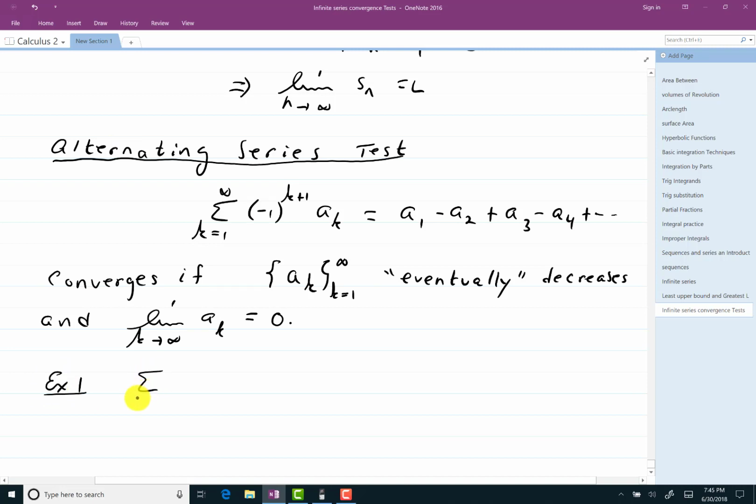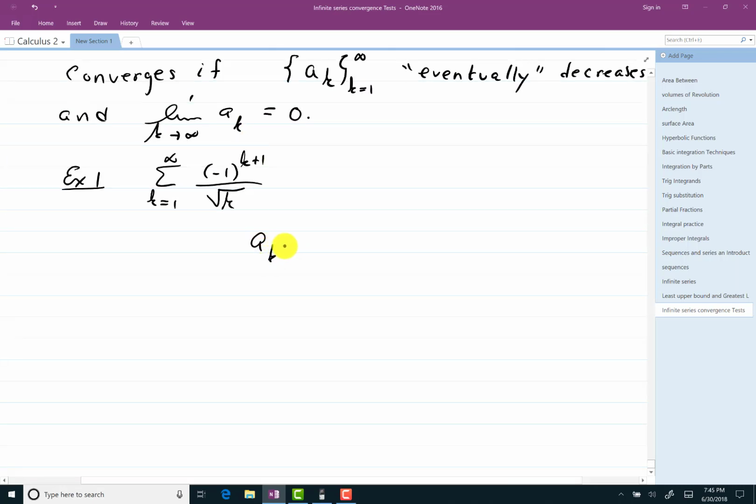And my series is the sum from k equals 1 to infinity of negative 1 to the k plus 1 over the square root of k. Now, I have to prove those two things. First, I need to know that the sequence of these k terms is eventually decreasing. So let's look at the terms.